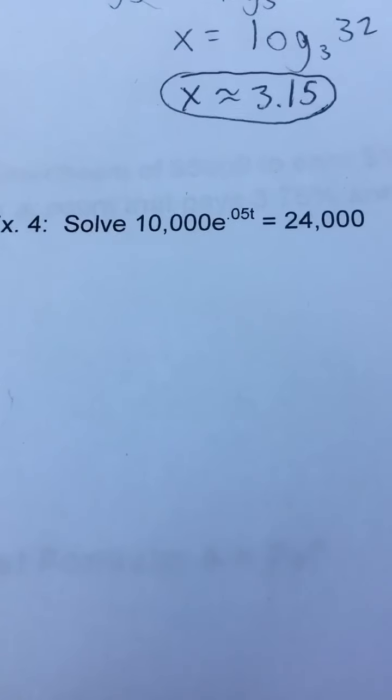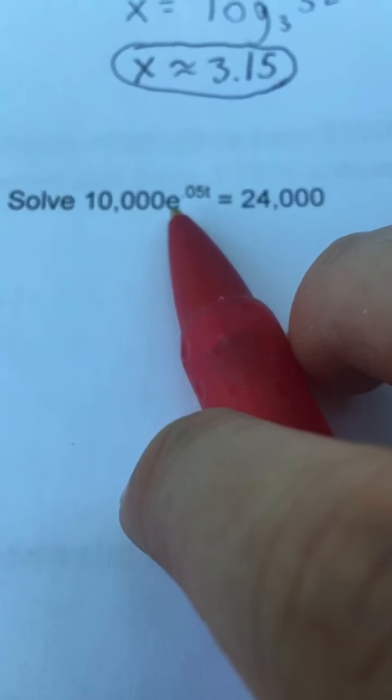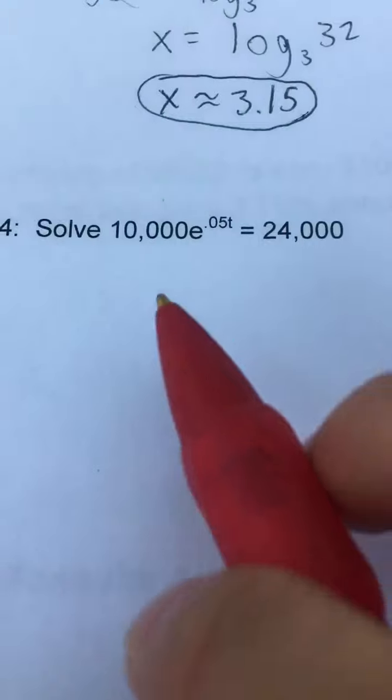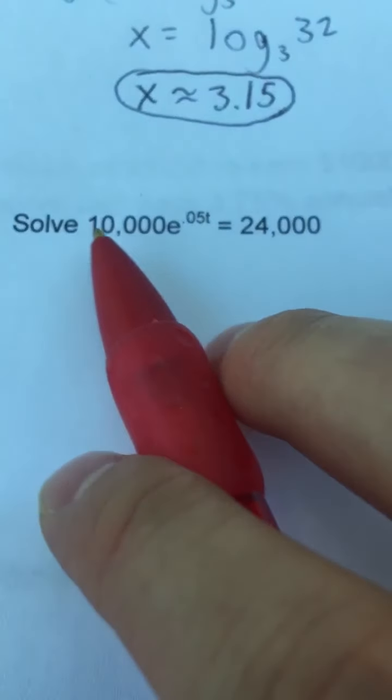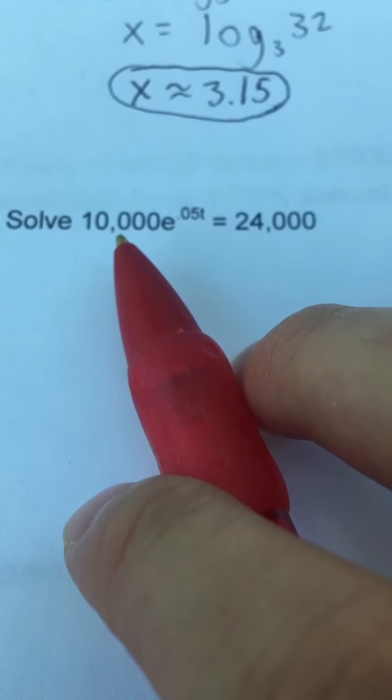Look at example 4. Uh-oh, what's that e? Remember, e is a number. It's just about 2.72. I'm going to treat it just like the others. But before I take log, if you have any extra numbers that don't have the exponents on them, you need to get rid of them. This 10,000, I need to get rid of it before I take any logs.